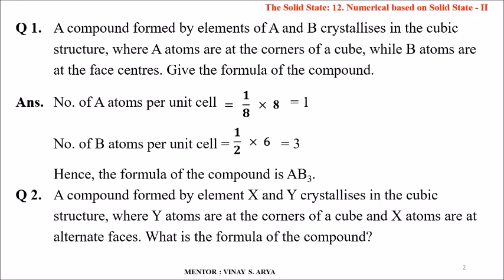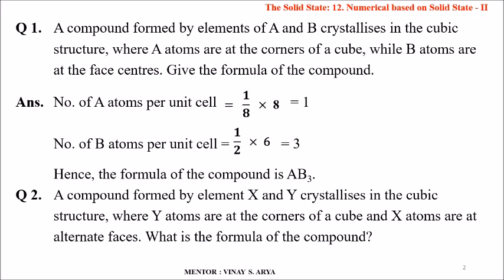So here, students, A atoms are at the corner of the cube, meaning they are at the 1/8 position. So for the calculation of the number of atoms, we take 1/8 into 8, that is 1. And B atoms are at the face center, and we know that the face center is half contribution. So for the number of B atoms per unit cell, half into 6, that is 3. So A is 1 and B is 3, triple of it. So the formula comes as AB3.